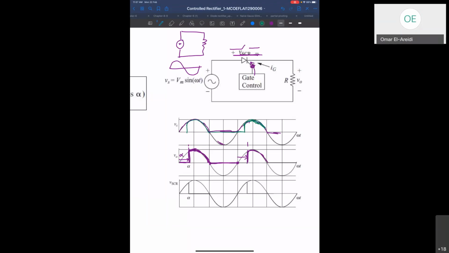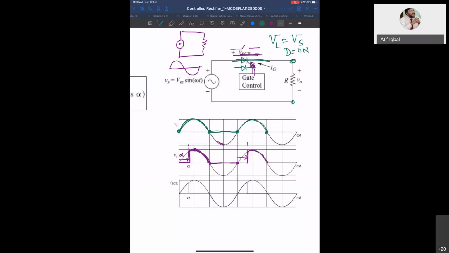I am still explaining. You see, when it is a diode, how does the output voltage look? The diode will start turning on here, it will turn off here, it will turn on here, turn off here. So when the diode is on from here to here, the voltage across the load is the same as your source voltage. Okay, so you get it like this. And when the diode is off, you get zero.